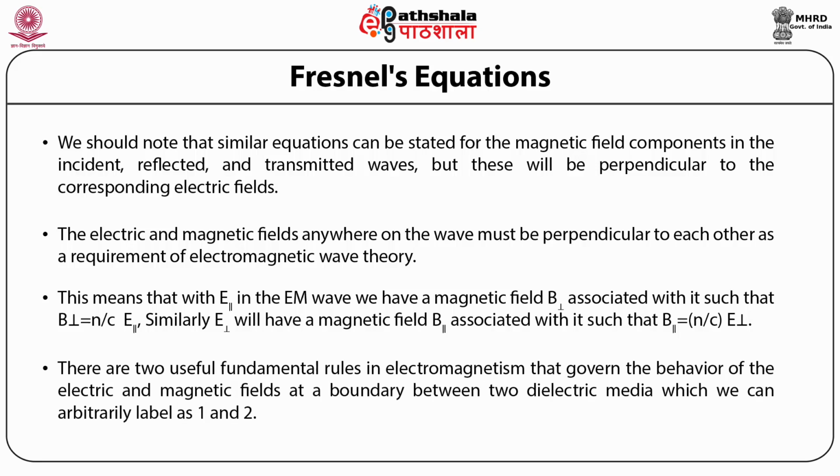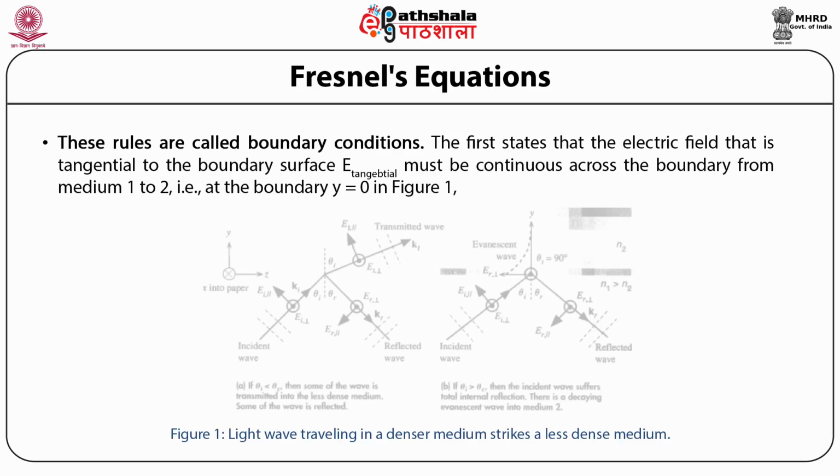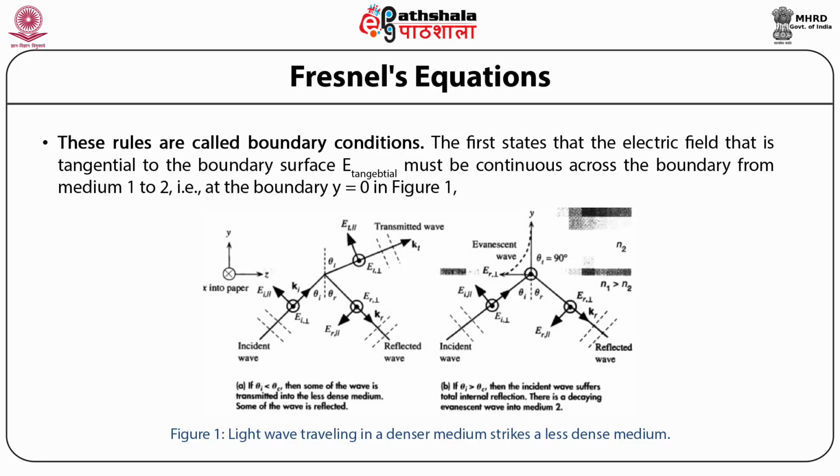There are two useful fundamental rules in electromagnetism that govern the behavior of the electric and magnetic fields at a boundary between two dielectric media, which we can arbitrarily label as 1 and 2. These rules are called boundary conditions. The first states that the electric field that is tangential to the boundary surface, E tangential, must be continuous across the boundary from medium 1 to 2, that is at the boundary y is equal to 0 as shown in the figure.